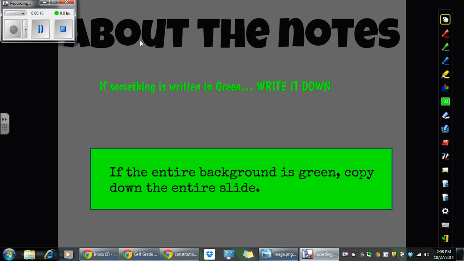If something's in green, write it down. If the entire background is in green, copy down the entire slide. If I highlight something, go ahead and copy that down as well.